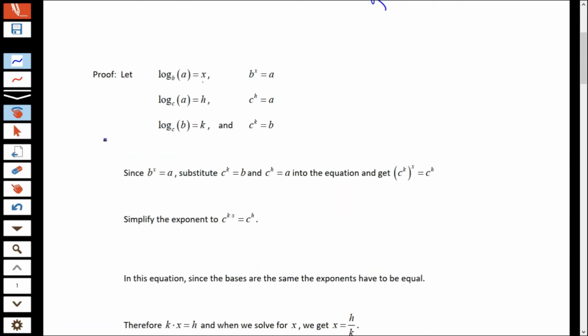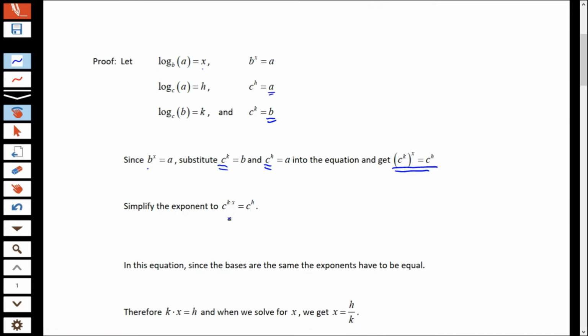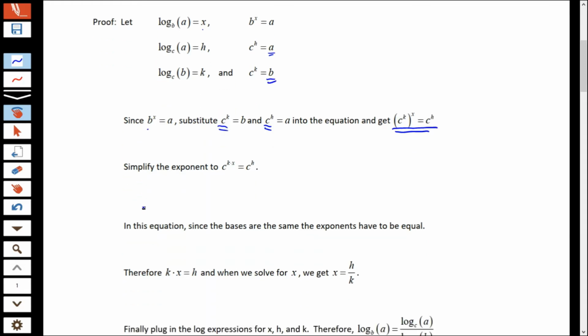Since b to the x is equal to a, and we know b can be written as c to the k, and we know a can be written as c to the h, we can substitute that in for b and a, and we get the following expression. C to the k raised to the x power equals c to the h. We can simplify the exponent, that is multiply the two exponents, and get c to the k times x equals c to the h.